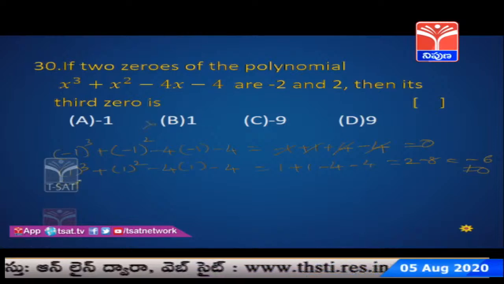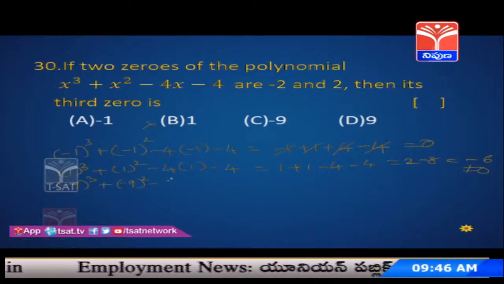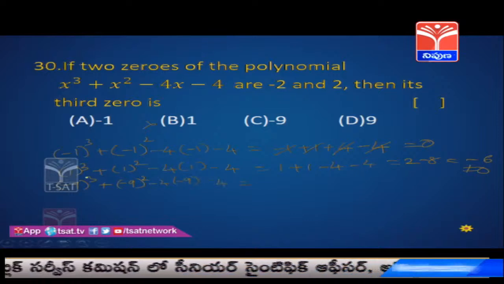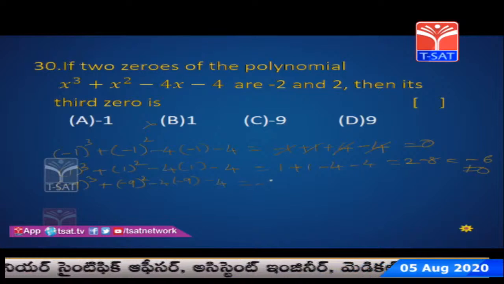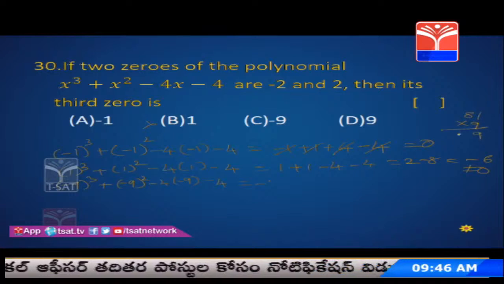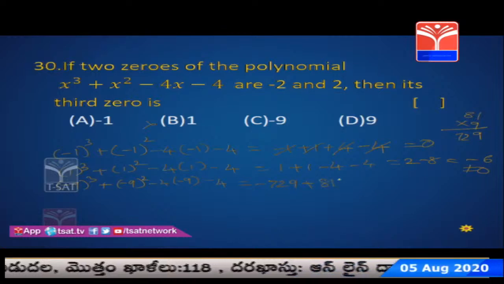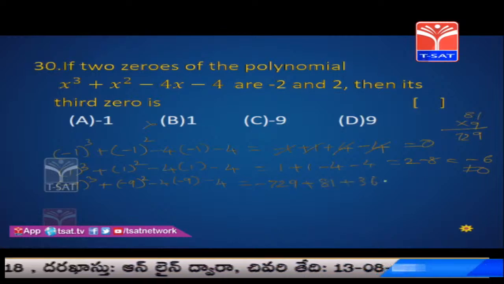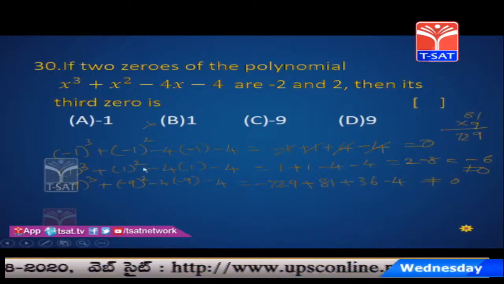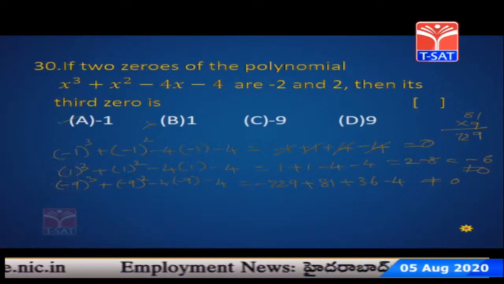And minus 9 you write: minus 9 cube plus minus 9 square, minus 4 into minus 9 minus 4. 9 nines are 81, 81 nines are 729, plus 81 plus 36 minus 4, this is also not equal to 0. So 9 also will not come. So option A will be correct, but one more method will observe clearly.